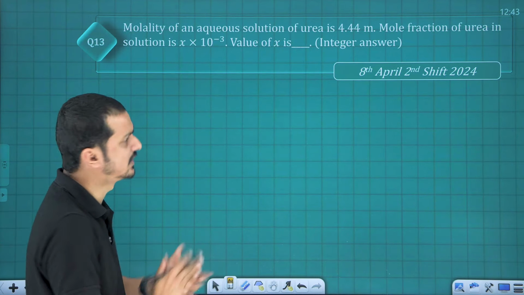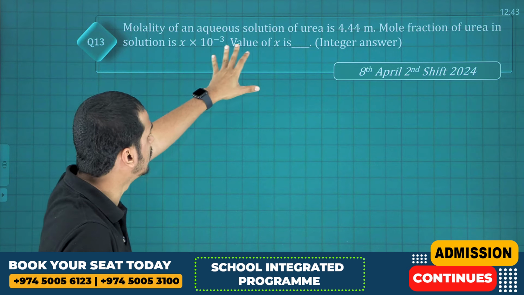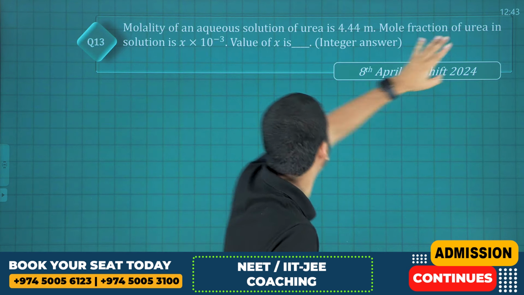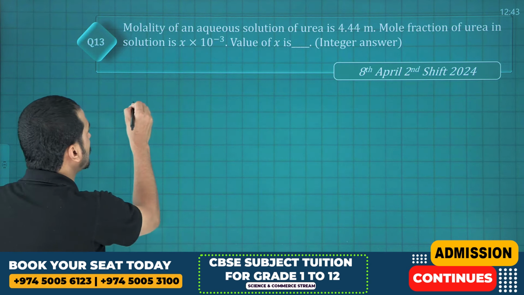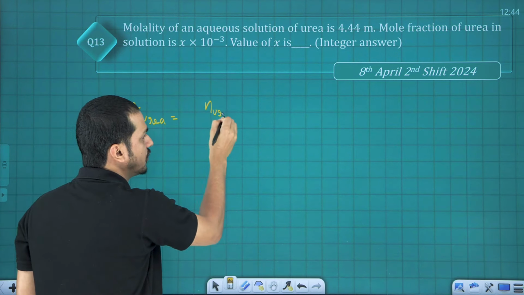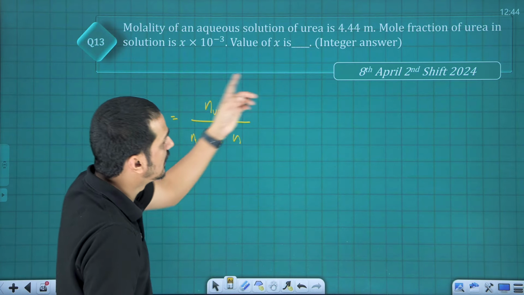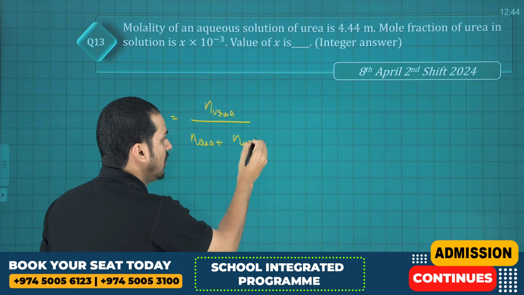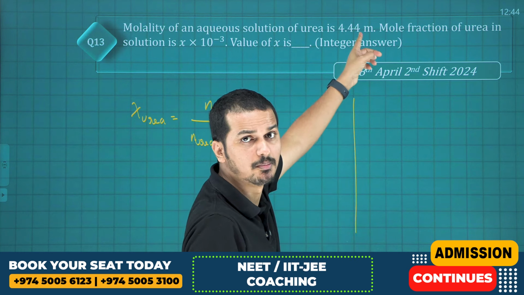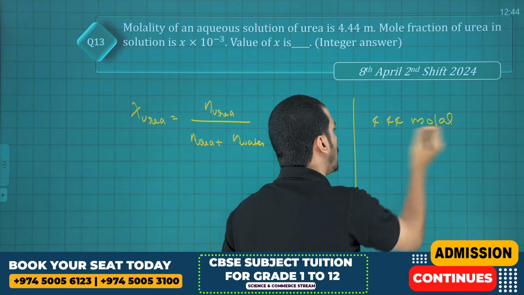Next, question number 13. Here the question is: the molality of an aqueous solution of urea is 4.44 molal, and they are asking for the mole fraction of urea in the solution. How can I find the mole fraction of urea? Mole fraction of urea equals number of moles of urea divided by number of moles of urea plus number of moles of water. So first of all, we need the number of moles of urea. For that, what have they given, dears? They have given the molality of the solution, 4.44 molal. 4.44 molal means what?